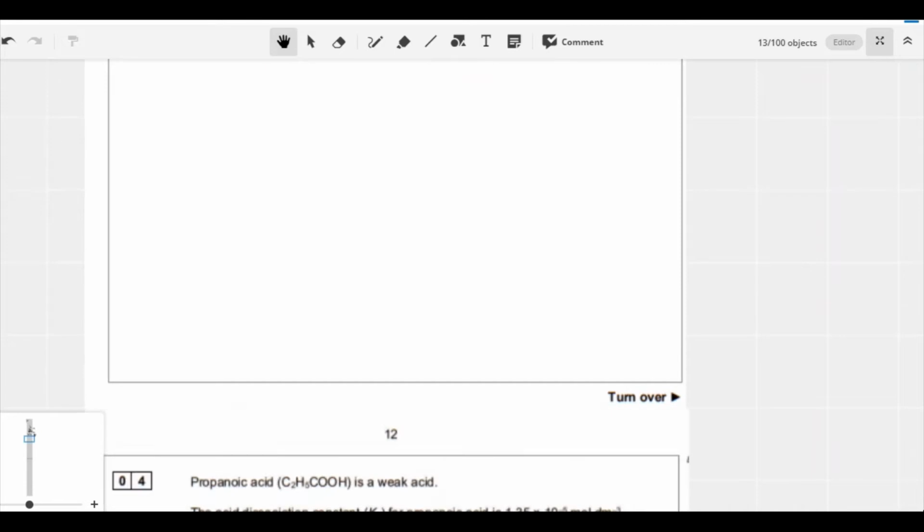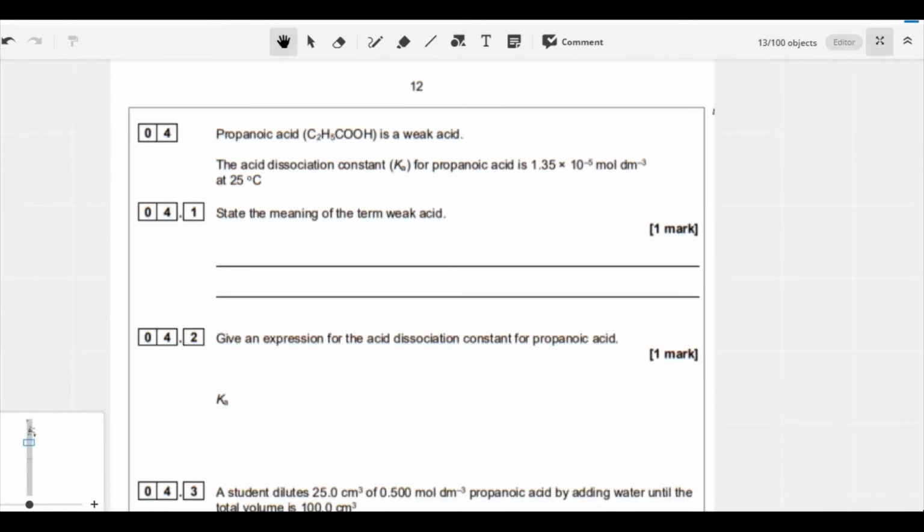Okay, next question. Question number 4, that is propanoic acid, C2H5COOH, a weak acid. The acid dissociation constant Ka for propanoic acid is 1.35 times 10 to negative 5 at 25 degrees Celsius. State the meaning of the term weak acid.